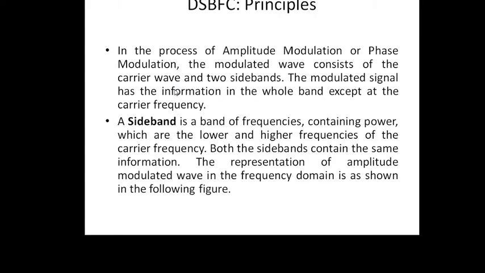First, the principle. In the process of amplitude modulation, a modulated wave consists of a carrier wave and two sidebands. The modulated signal has information in the whole band except the carrier frequency. The sideband is a band of frequencies containing power, at lower and higher frequencies than the carrier frequency. Both sidebands contain the same information. The representation of amplitude modulation in the frequency domain is as shown in the figure.